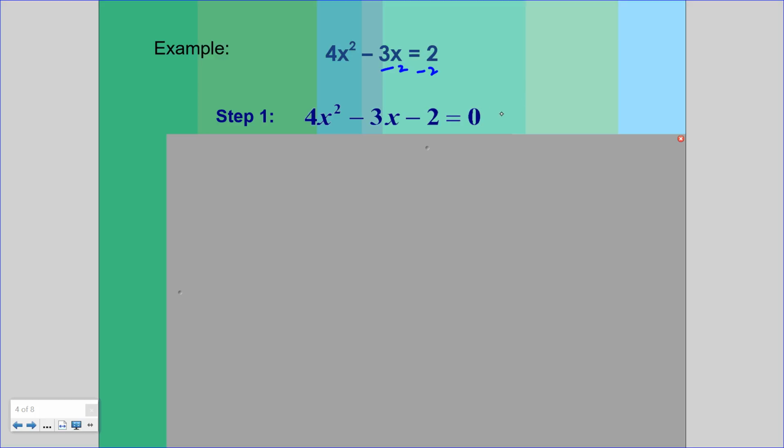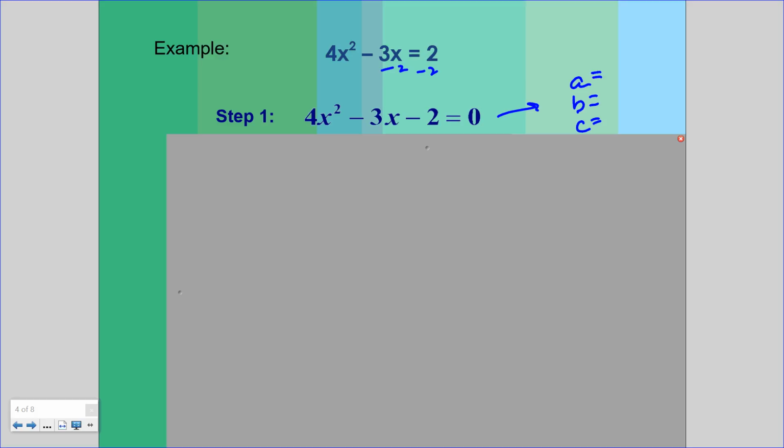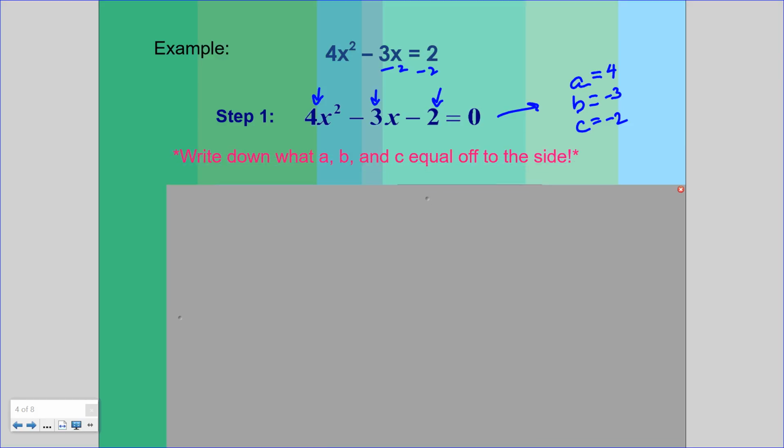From this point, I recommend coming off to the side and stating what a, b, and c's values are. In this case, a, the number times x squared, is 4. b, the number times x to the first, is negative 3. And c, the constant at the end, is negative 2. Do this, and then you won't really have to look back at your starting equation anymore. This will also make sure that you are paying attention to negative signs, which will be very important here.